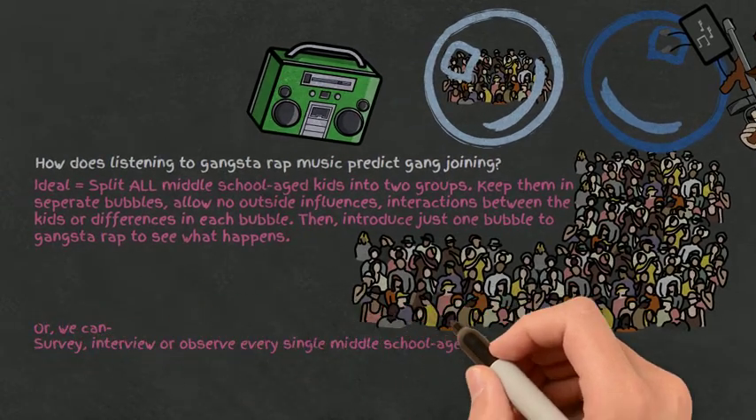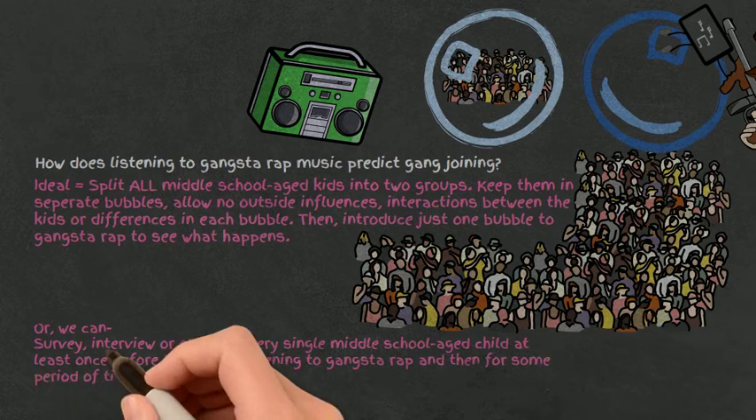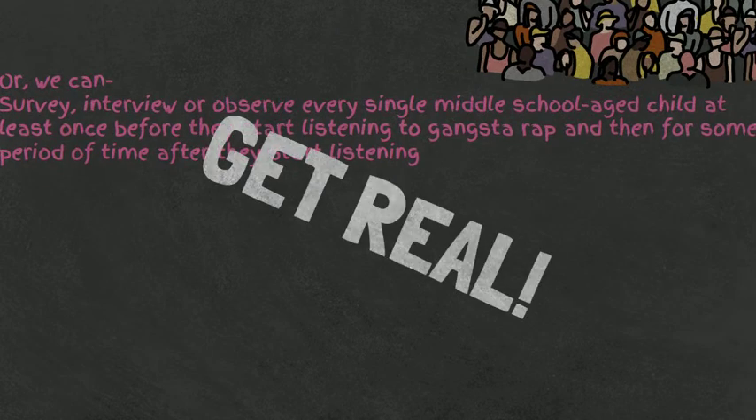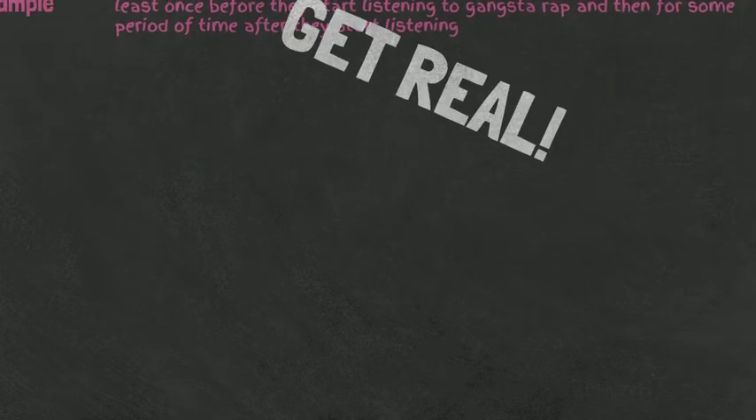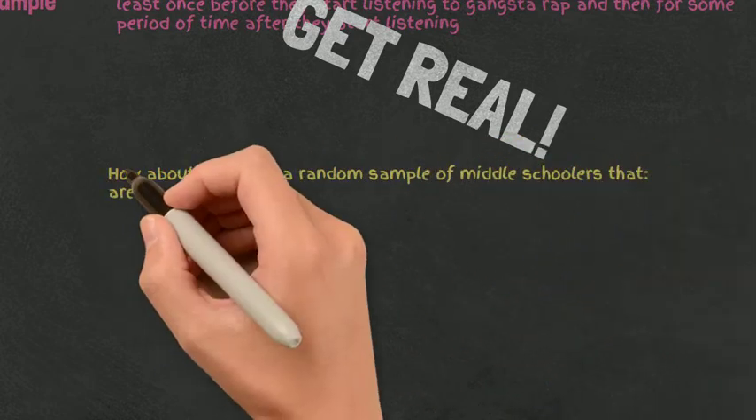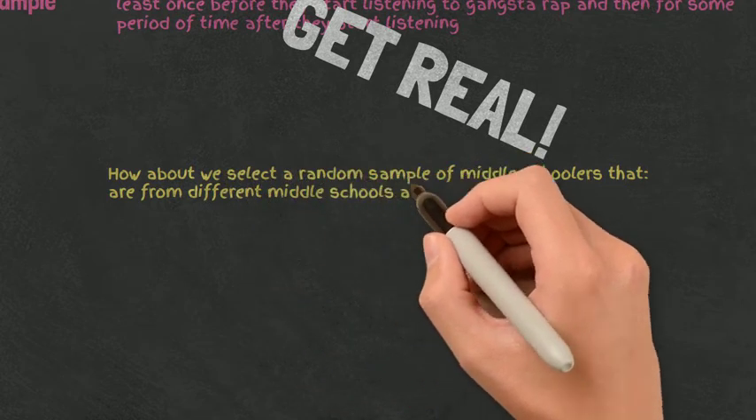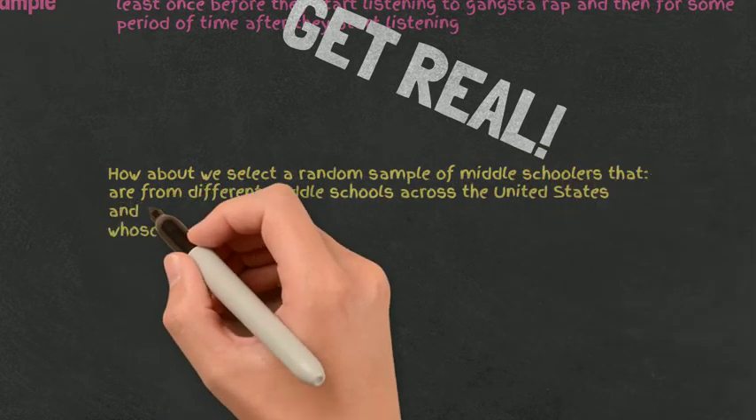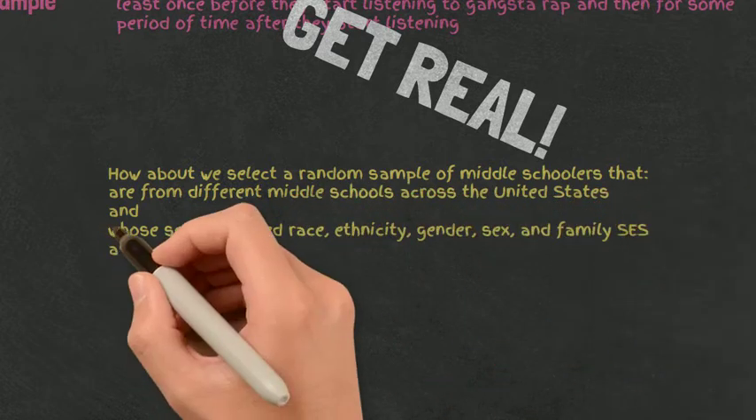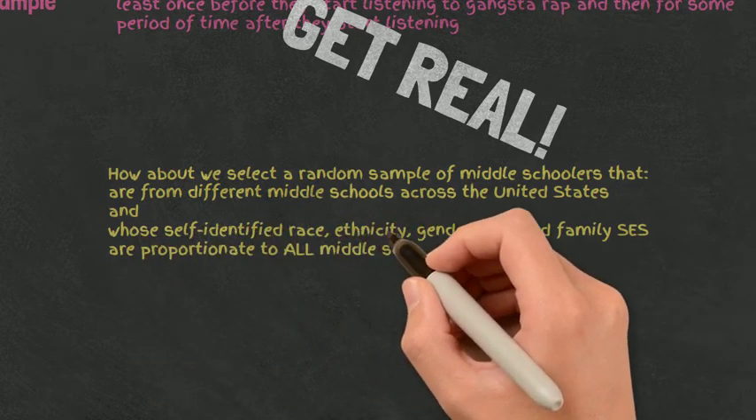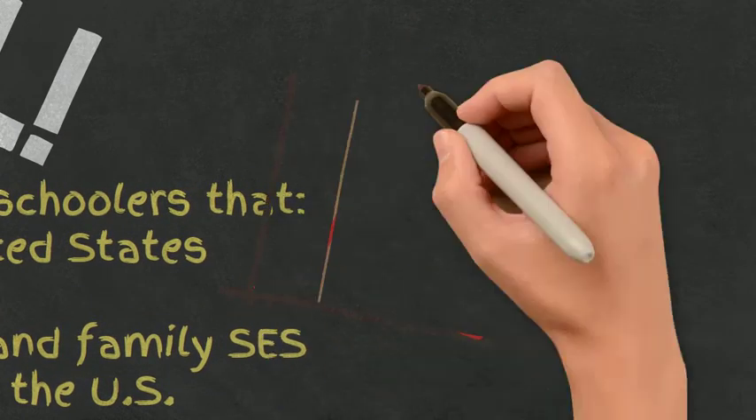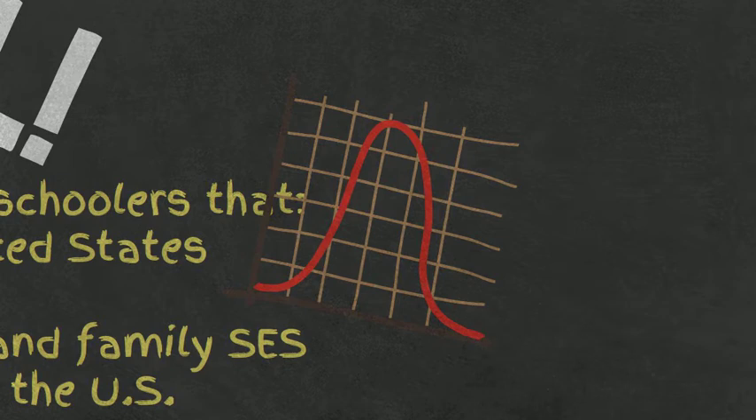Or we can survey or observe every single middle school aged kid at least once before they start listening to gangster rap, and then for a period after they've started listening. Get real! All middle school age students? No. Social scientists often choose to narrow the population down. Maybe we decide middle schoolers in the United States, and then we decide to study a certain percentage of this population. If we truly use a large, randomly chosen group of students, our sample will be representative of the entire U.S. middle schooler population. Thank you, statistics, for the central limit theorem.